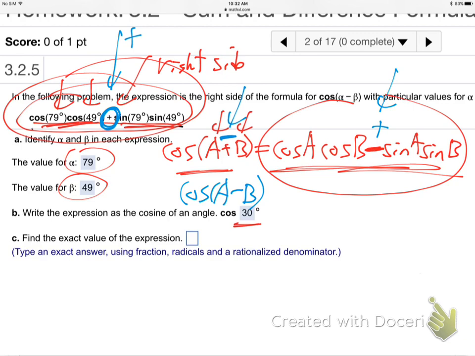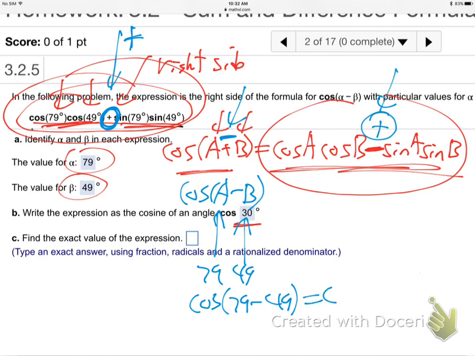So that means this formula has plus, so therefore I've got to take the A and the B, which are 79 and 49. It's the cosine of 79 minus 49. That's why the formula is becoming plus. So what is that? That's cosine of 30 when you subtract them. That's what they're asking you. It's cosine 30.